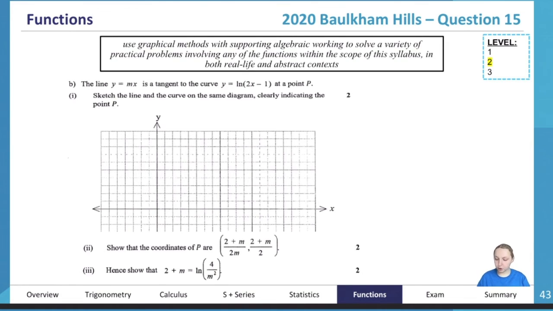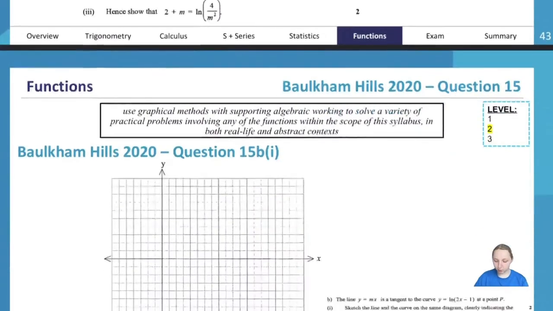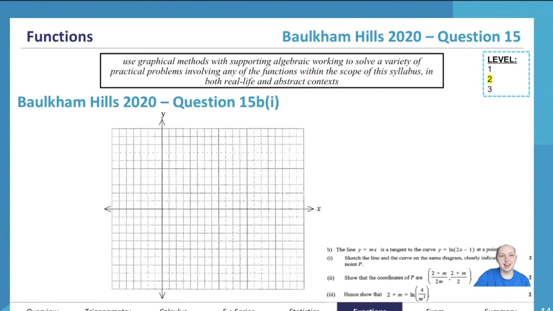Sorry, I said that wrong. 2 plus m over 2m, and then 2 plus m over 2. And then hence show that 2 plus m equals ln 4 over m squared. Honestly, I probably should have given this a 3 in terms of difficulty. Probably a little bit of a hard graphing question, but we're going to do it nevertheless.